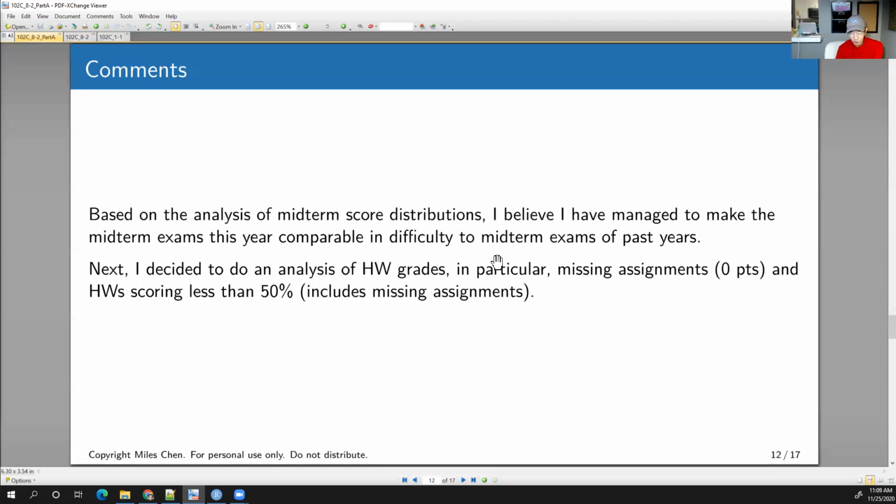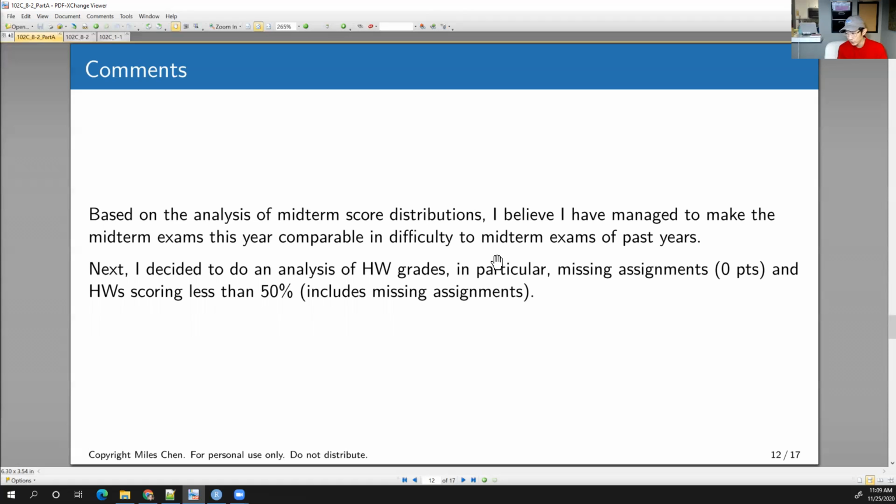So I was still curious what could be causing what at least appeared to me a difference in the proportion of students who had overall grades less than 70%. So I decided to take a look at homework grades.